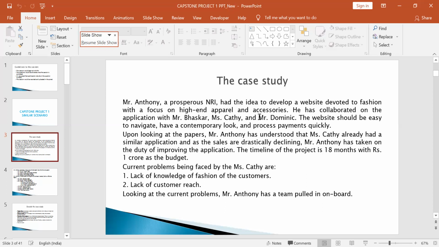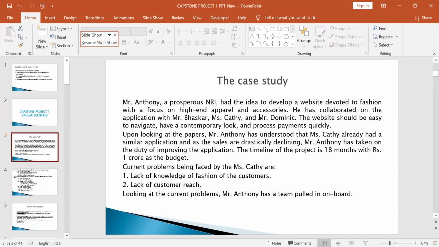But there are some problems with the current one. Miss Kathy faced some challenges and problems in the application. People don't know much about fashion on the website, and not many customers are using it. Mr. Anthony wants to fix these issues from the beginning, with the help of the team.